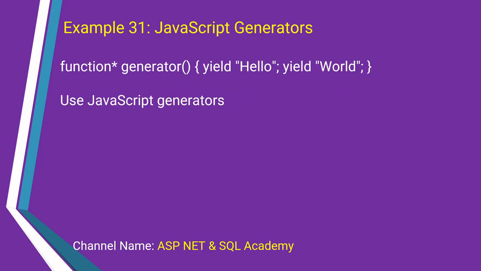Example 31. JavaScript generators. Generators allow us to create iterators that can be used to generate a sequence of values. We can use the function* syntax to define a generator function. For example, let us create a generator that yields a sequence of numbers.